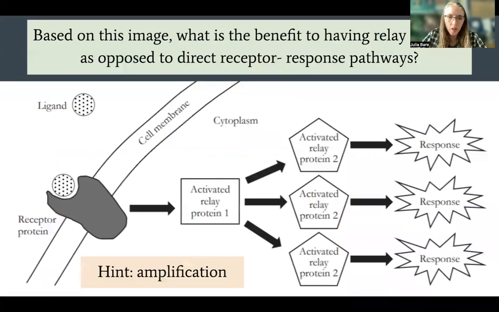So we're looking here, and you guys probably recognize this if you have done the signal transduction POGIL activity. So based on this image, what is the benefit of having relay proteins as opposed to direct receptor response pathways? So instead of the receptor immediately inducing a response, why do we have this in-between step of transduction? Take a second to pause and think about this question.